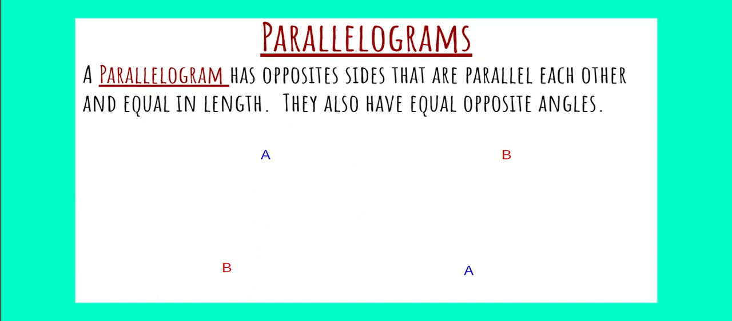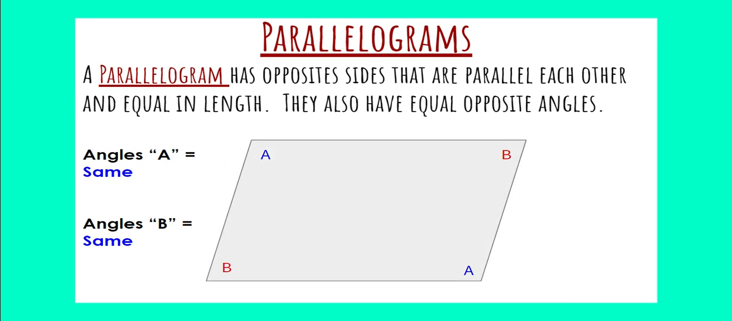So one angle A would be equal to the opposite angle A. Angle B would also be the same as the opposite angle B. So again, repeating that, angles A, they are the same. Angles B, they would be the same. And here we see those angles inside of a parallelogram.